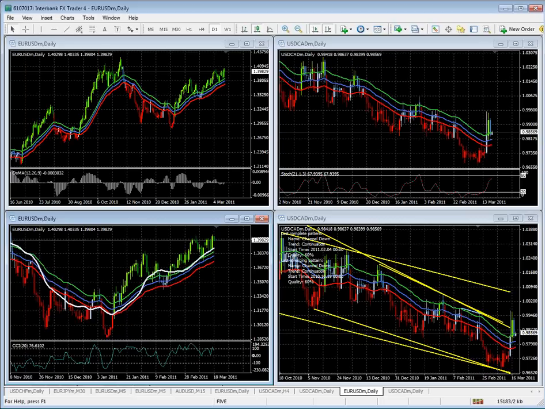So let's head on over to the platform here. All right. So you'll notice right off the bat, I've got 4 windows. Hopefully you're used to this from our typical webinar presentations. And in each window, I've got an indicator. Now, these are my chosen indicators. MACD histogram, which is the MACD traditional that Interbank FX makes available on the Interbank FX Trader 4 platform.